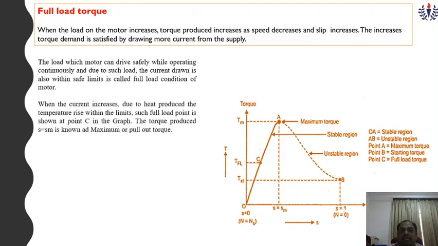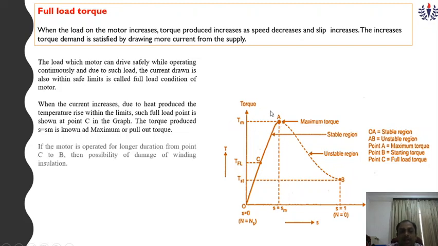When the current increases, due to the heat produced, the temperature rises within the limit. Such a full load point is shown at point C. At s equal to Sm, there will be another torque, that is the maximum torque produced.